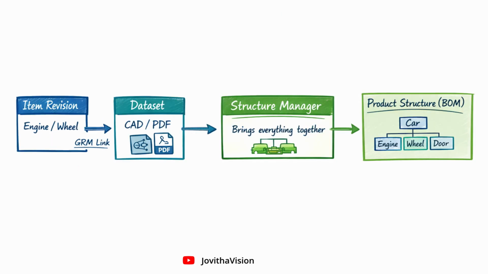Now let's look at how files are connected. Each component like engine or wheel is an item revision, and the actual design file like CAD or PDF is stored as a dataset. That dataset is linked to the item using GRM relation. So finally, Structure Manager brings all these items together and forms the complete product structure.